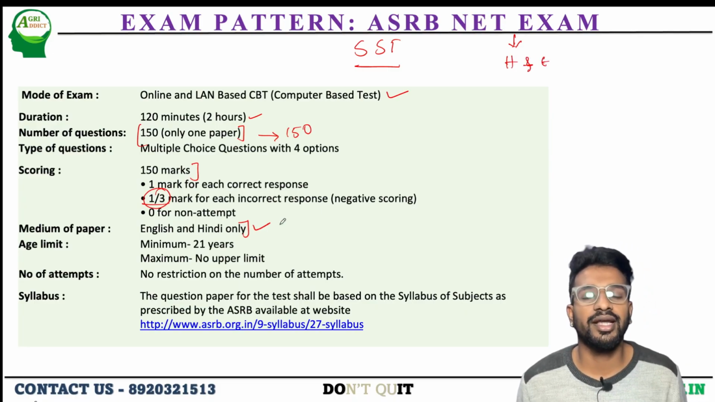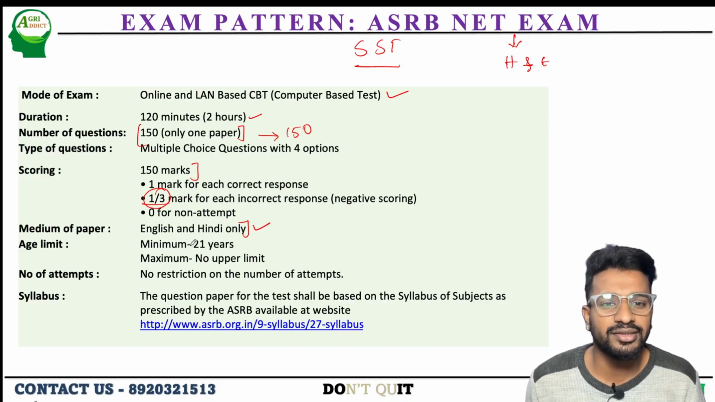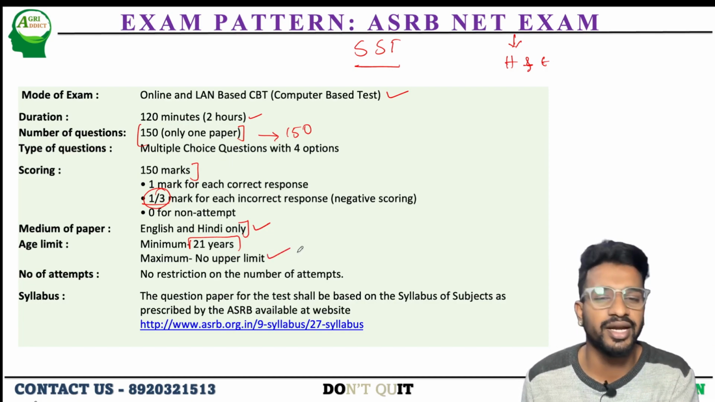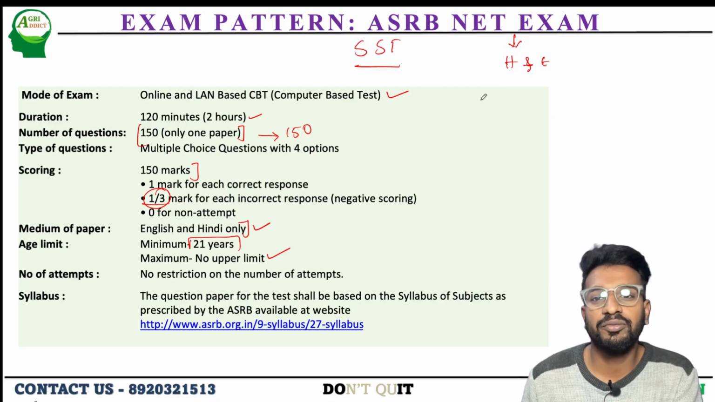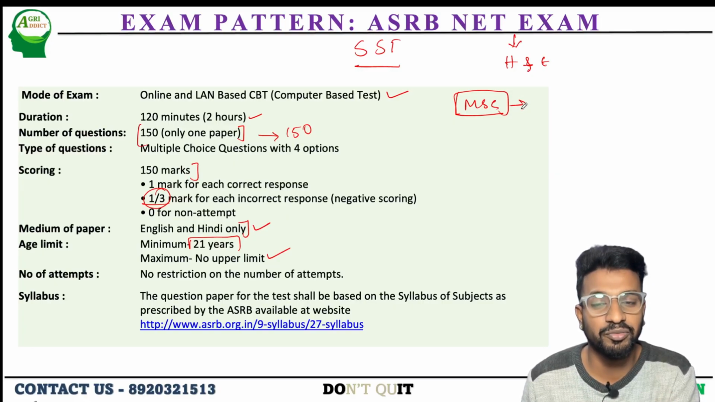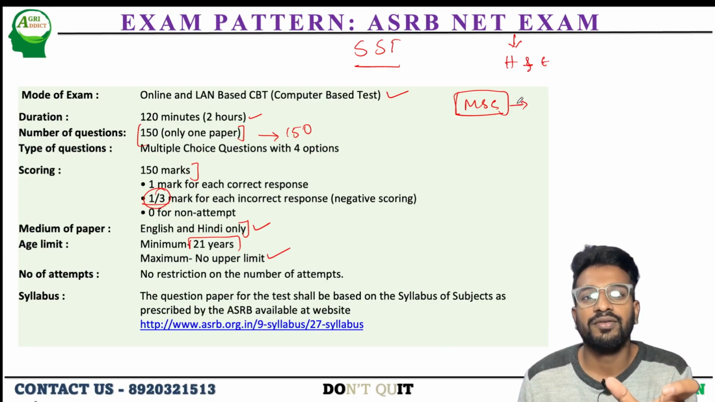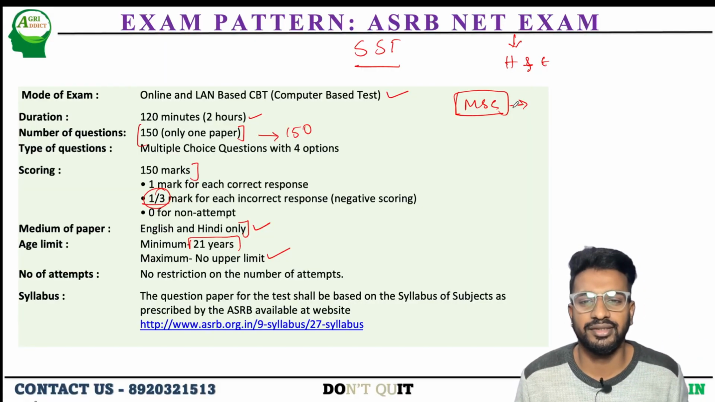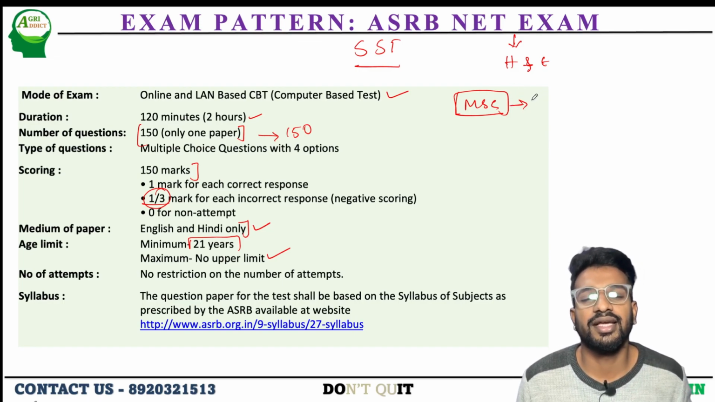Next, regarding the eligibility, the minimum age limit is 21 and there is no upper limit, so a student of any age above 21 can write this exam. But there is an eligibility of masters, where a student who wants to write this exam should be pursuing masters or should have completed the masters, and there will be a deadline date within which the student has to complete the degree of masters. Only then will you be able to get this NET certificate. This is regarding the ASRB NET exam.